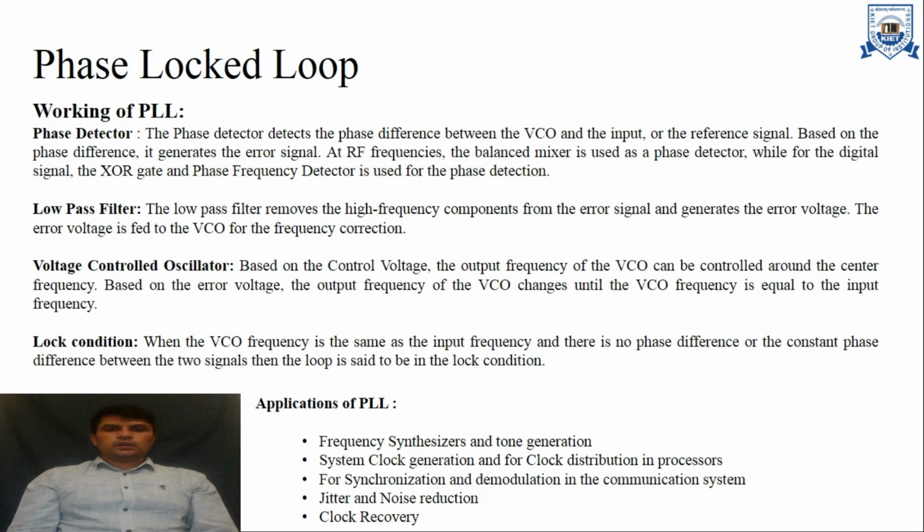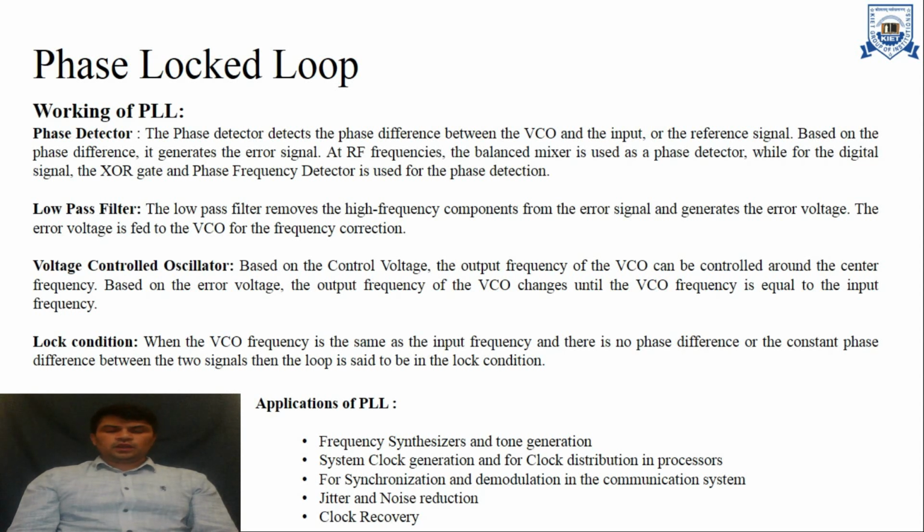Low pass filter. The low pass filter removes the high frequency components from the error signal and generates the error voltage. The error voltage is fed to the voltage controlled oscillator for the frequency correction. Next component is the voltage controlled oscillator.